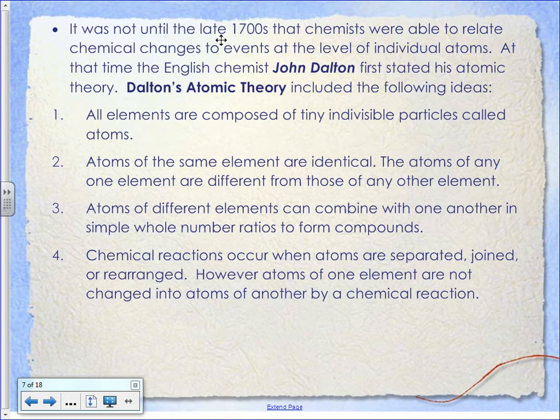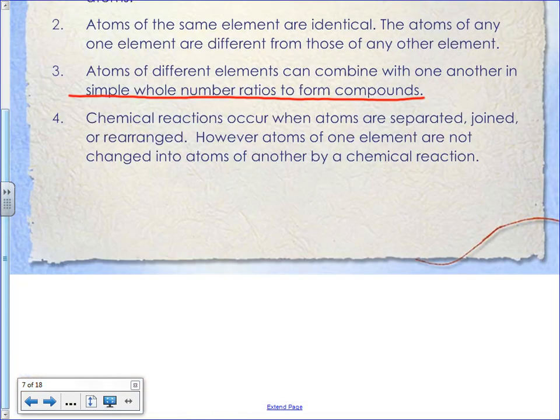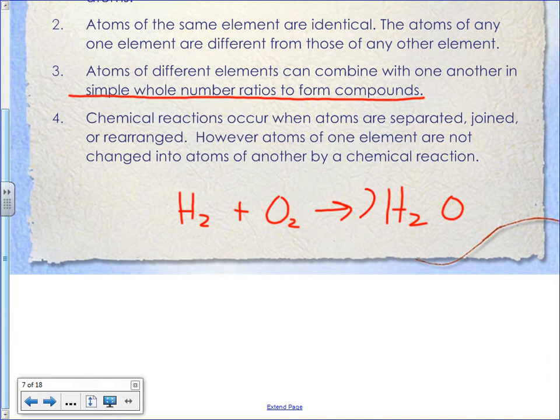Atoms of different elements can combine with one another in simple whole number ratios, and I wrote down at the bottom yesterday a basic reaction: hydrogen reacts with oxygen to form water. And when we do that, we notice that everything is a whole number. This little 2 here means there are how many hydrogen atoms? It's not a trick. 2. This means there's how many oxygen atoms? 2. And over here, I've got 2 hydrogen atoms, 1 oxygen atom. Everything is a whole number.